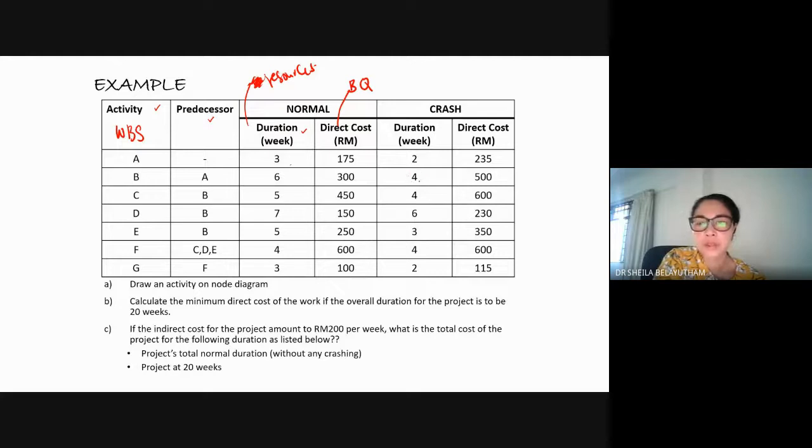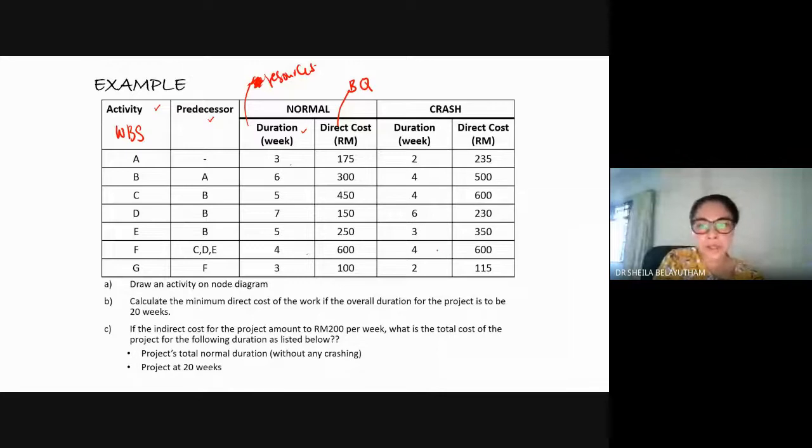So which means you can crash or you can accelerate 2 weeks. Okay, and you might think that there are some activities, for example, activity H. So the normal duration is 4 weeks, the crash duration 4 weeks. You don't think it is feasible. So with the resources we have, and there is no way we can add on any resources, then you keep the normal duration and the crash duration as the same. Okay, so you can basically do that.